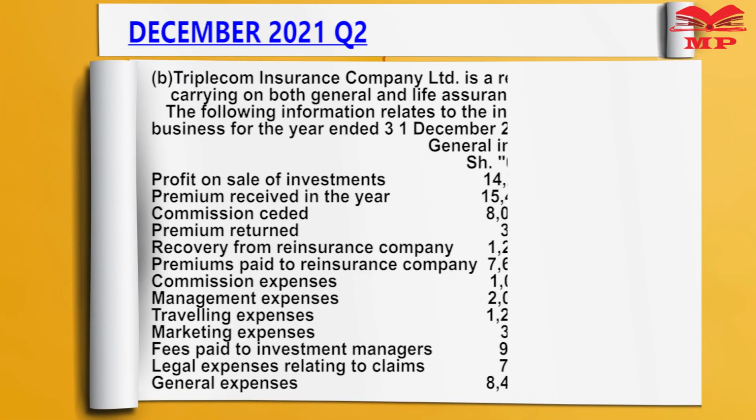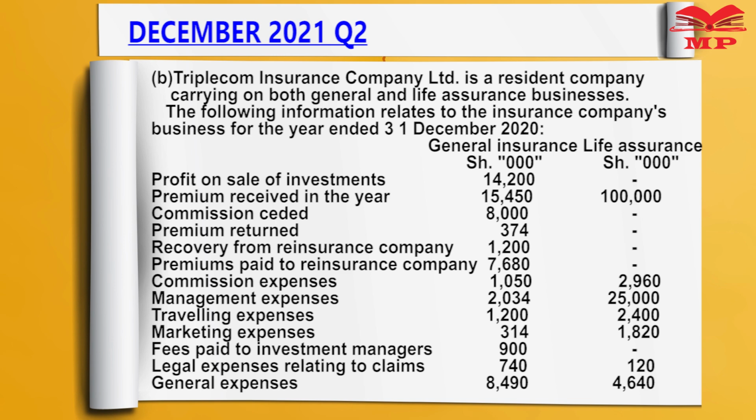Triplecom Insurance Company Limited is a resident company carrying on both general and life assurance businesses. The following information relates to the insurance company's business for the year ended 31st December 2020.